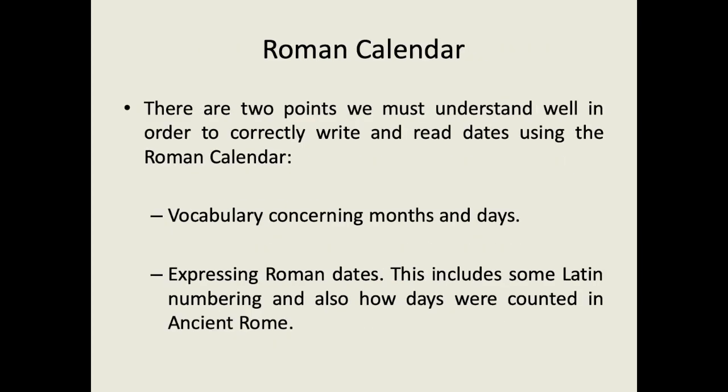There are two important points we must understand well in order to correctly read and write Roman dates. So first of all, we need to understand the vocabulary concerning months and days. And second, we need to understand how these dates are expressed once we have this new vocabulary. This includes some Roman or Latin numbering and also how days were counted in ancient Rome.